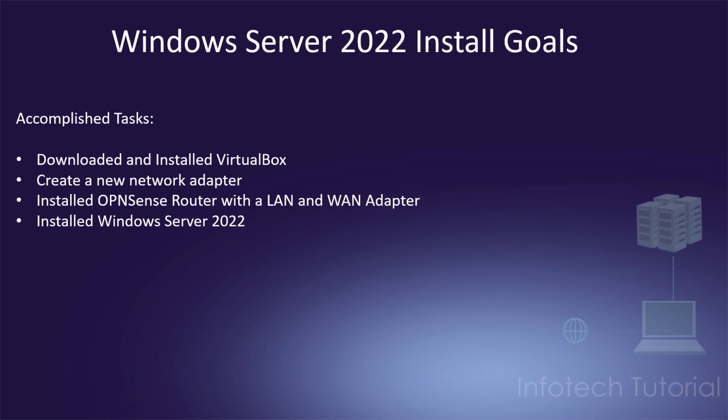Okay, so this series of videos was just to show you how VirtualBox works. We've downloaded and installed VirtualBox. We've created a new network adapter. We've installed our OPNsense router with a LAN and WAN adapter. And we've just completed installing Windows Server 2022 and made some small configuration changes. With the tasks for VirtualBox completed, we'll move on to VMware Workstation next.